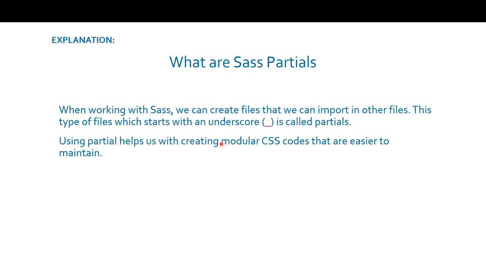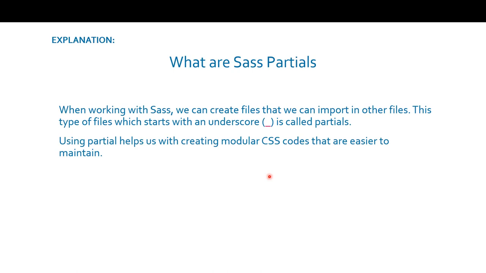Using partials helps us to create modular CSS code that is easier to maintain. You just want to split things and then compose your Sass file. We saw something of that nature when we talked about the structure of our project. Essentially, what you need to know is that your Sass file is just a file. I will show you some examples. It's just a file that you create to split your project, and later on you can import those files into your main application. That's essentially how it works, because you don't want to put everything inside the same code.